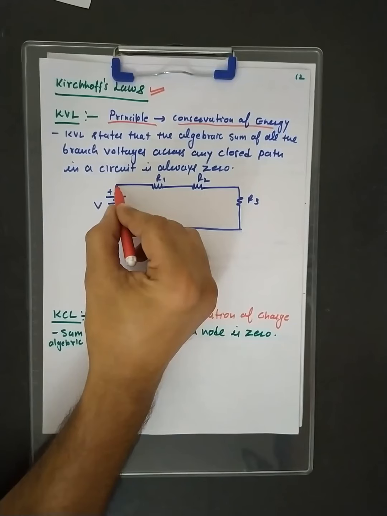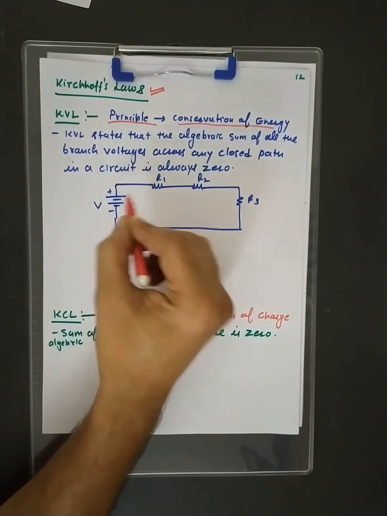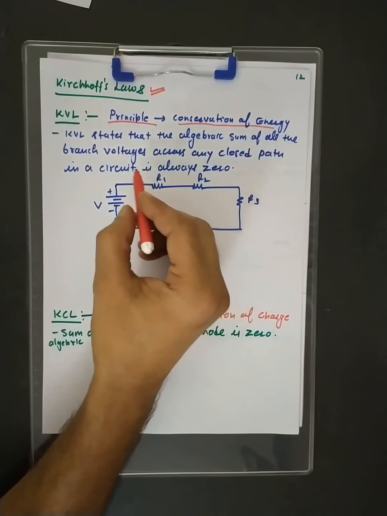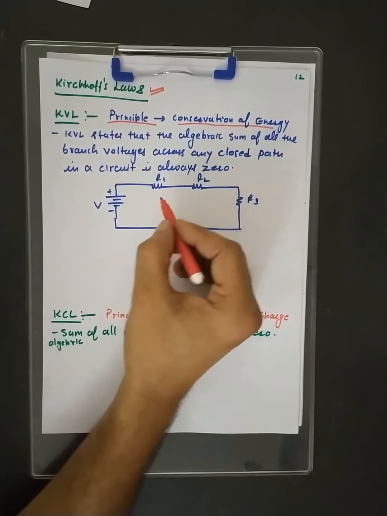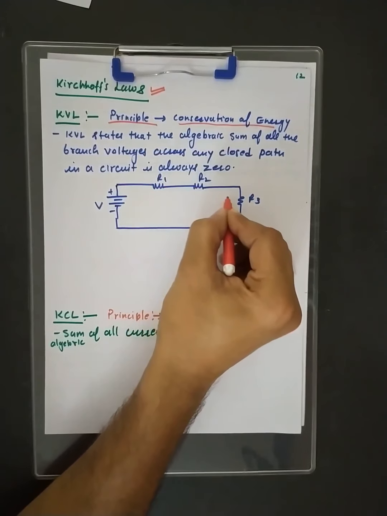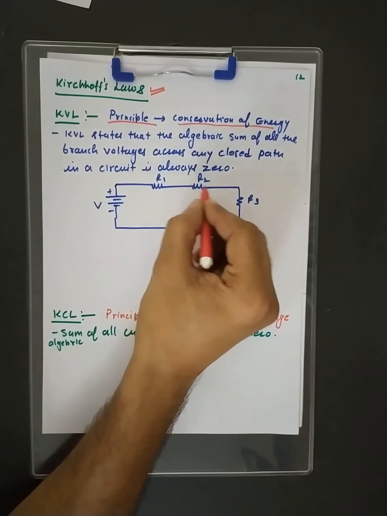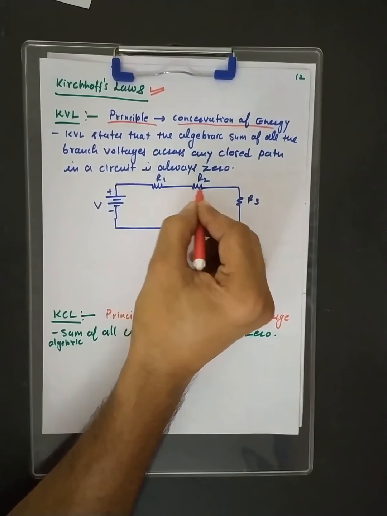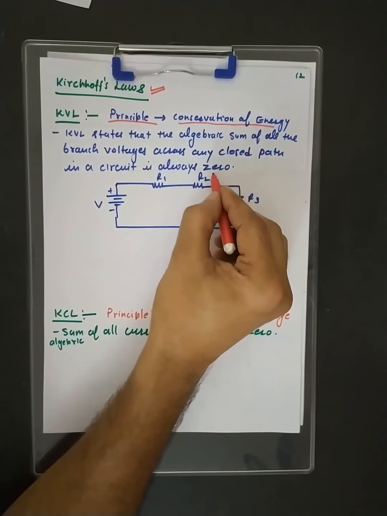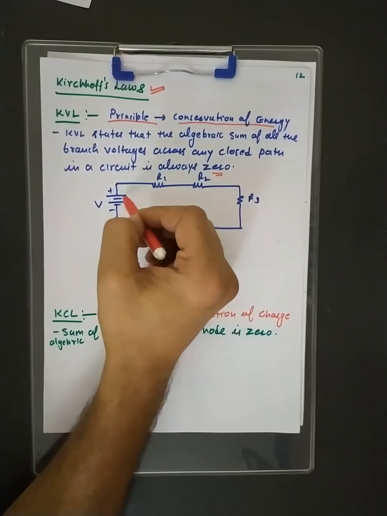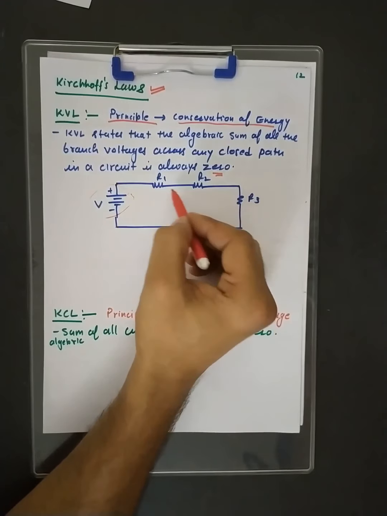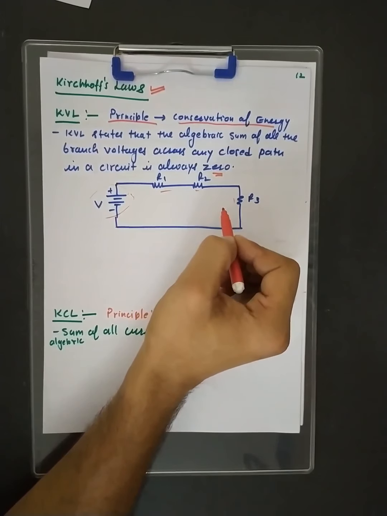Let's take an example. Here the circuit is drawn, a voltage source is connected and three elements are connected. What KVL says is that if we take the algebraic sum of all the voltages across the different elements, then that should be equal to 0. Why should it be equal to 0? Because the energy that you have supplied here will be absorbed by these three components.